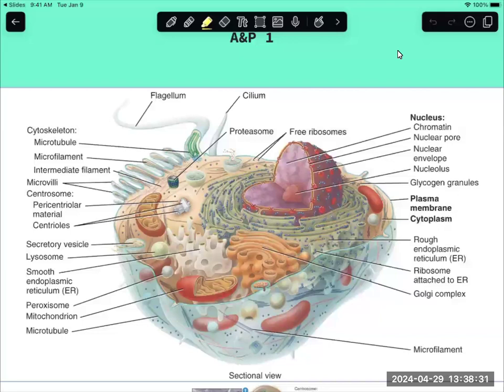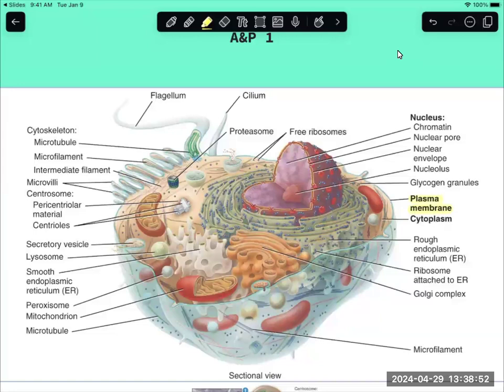So all of our cells are going to have some form of plasma membrane. This plasma membrane is the outside of that cell. It helps to hold what's inside of that cell inside. It keeps everything there.